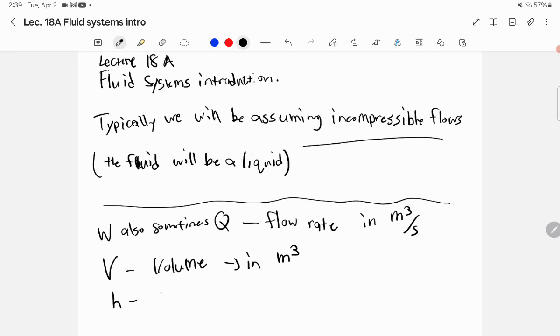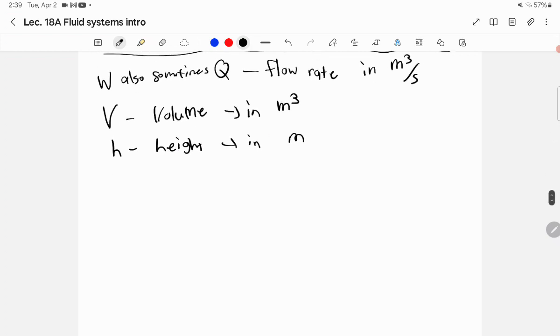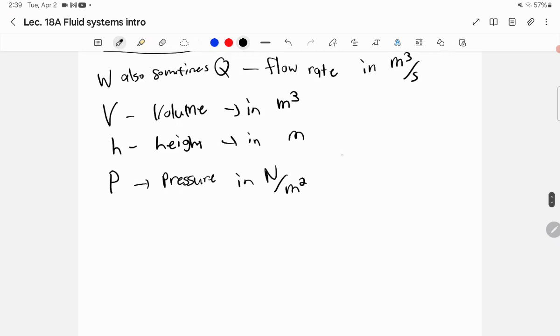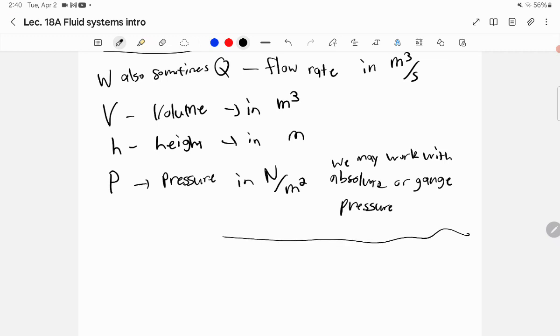The height, which is H, which is obviously going to be measured in meters. And the pressure, which is measured in newtons per meter squared. Okay, and we may work with absolute or gauge pressure. So absolute is the total pressure, including the atmosphere, basically, and gauge pressure is not.